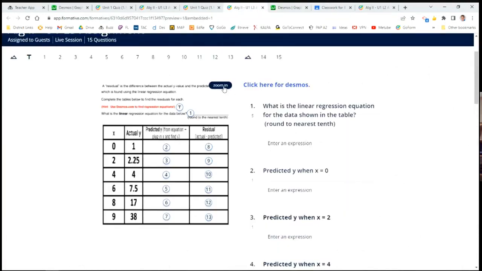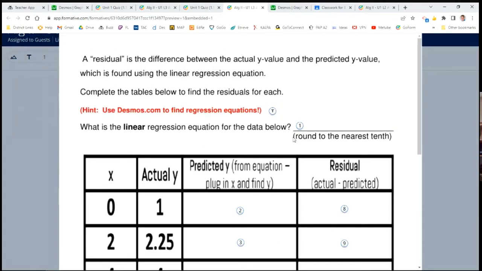And you can always zoom in on this. It's got this little zoom in thing in it. It'll bring it really big on the screen where you can see what it's saying. So here's a residual again. Here's that definition: difference between actual and predicted. And then complete the tables below to find the residuals.